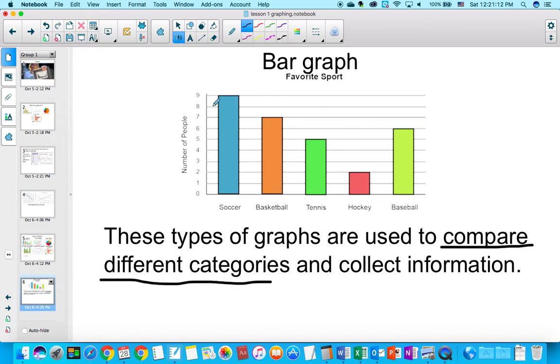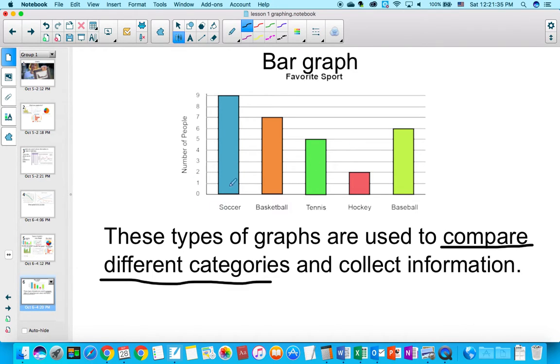It immediately tells you, well, this bar tells you how many people like soccer, and this bar tells you how many like basketball and tennis and hockey and baseball. So titles are very important because they very quickly tell you what the graph's about. So we can see here that most of the people like soccer, and then basketball, baseball, then tennis, then hockey last.